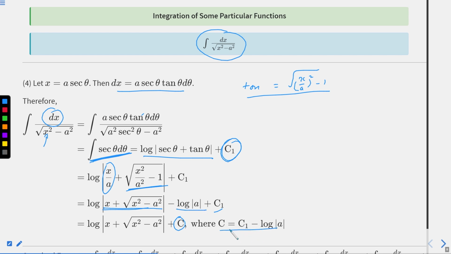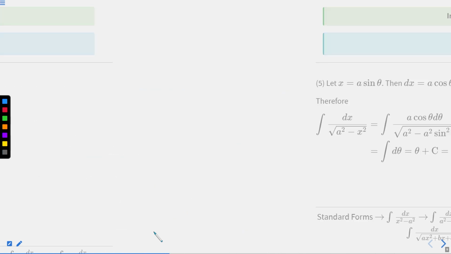Clear? Okay, so your integration of dx by root of x square minus a square will be log of x plus root of x square minus a square plus some constant. I hope it is clear to you. Okay, let us move next.